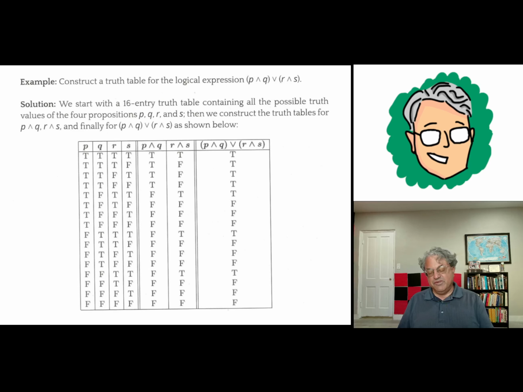So the Boolean expression we want to come up with a truth table for here is the disjunction of 2 conjunctions. Our first conjunction is P and Q. So we have P and Q in parentheses, and then we have OR, and then we have R and S in parentheses. So we want to know the truth values for this complicated Boolean expression.